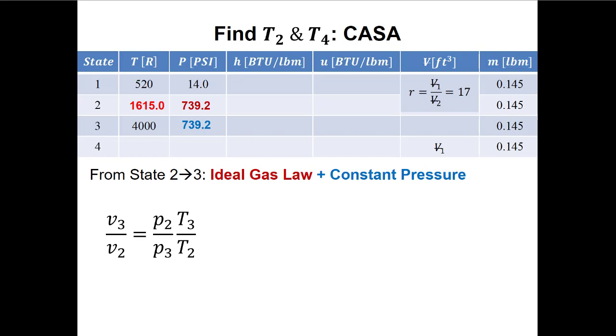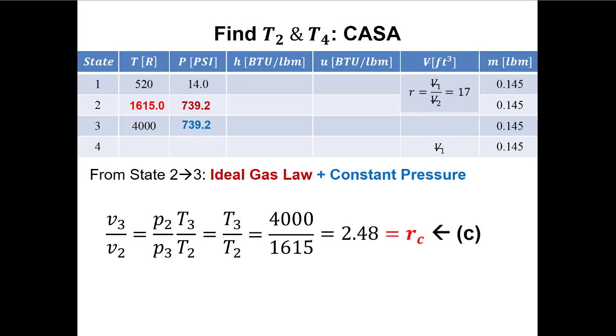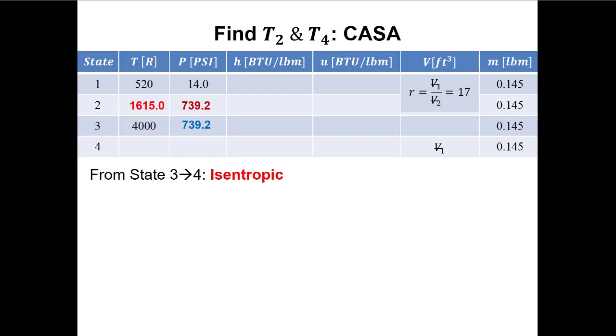If I would like to get a ratio between V3 and V2, I can see if I use the ideal gas law that V3 over V2 is equal to P2 over P3 times T3 over T2. But P2 and P3 are the same. So again, I see for my cutoff ratio, V3 divided by V2 is equal to T3 divided by T2. In this case, I now know those values, so I see that my cutoff ratio is 2.48. So I've already found the answer to part C, just by moving through my states here. So I know that RC is 2.48.